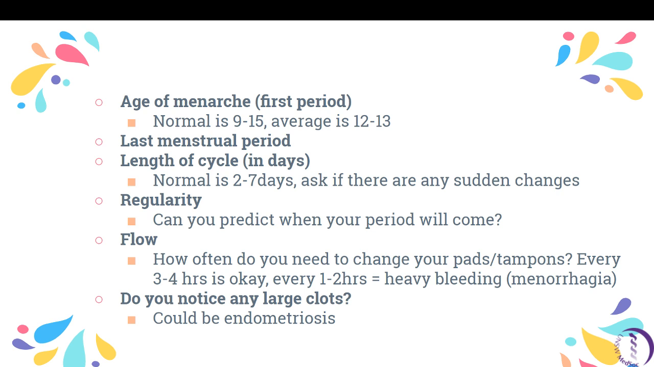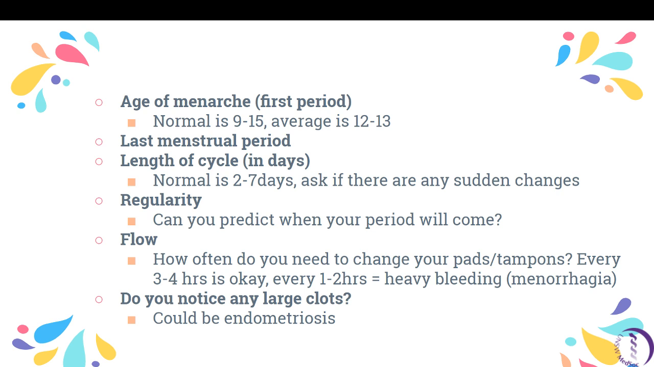People usually ask about flow by saying, how many pads or tampons do you use a day? I don't really like that question because everyone uses different types and absorbencies, and people change them at different frequencies. I think a better indicator is asking, how often do you need to change your pad or your tampon? Normal is about 3 to 4 hours. If they're changing their pad every 1 to 2 hours, that's quite heavy, right? You can think how inconvenient it would be to go to the toilet every 1 to 2 hours because that's how heavy your period is, okay?